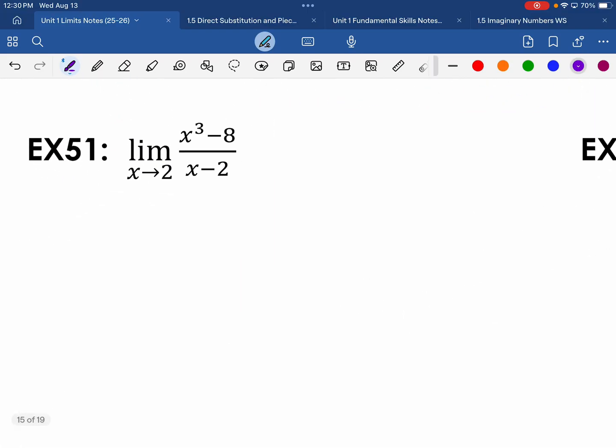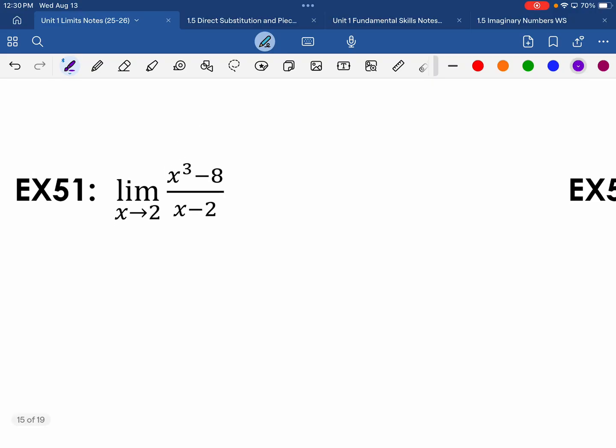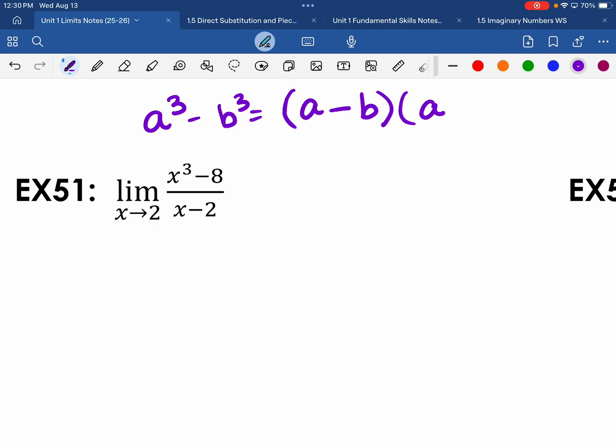All right, 51. Does anybody recognize what this top guy is? Difference of cubes. Do you remember the formula for a difference of cubes? A cubed minus b cubed equals? A minus b, times a squared plus ab plus b squared. Yeah, a squared plus ab plus b squared. We were kind of close. Same opposite always applies.